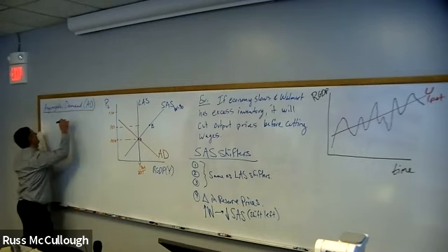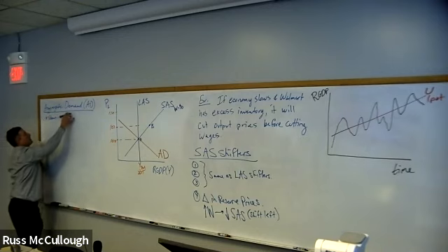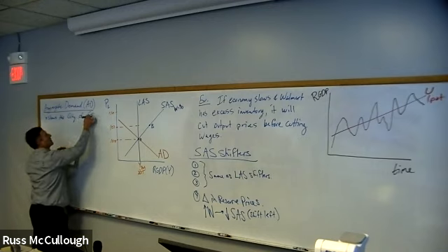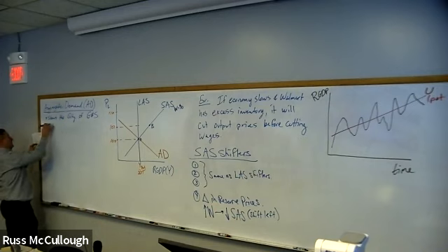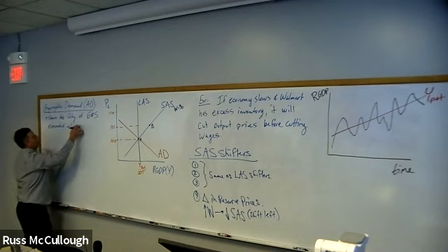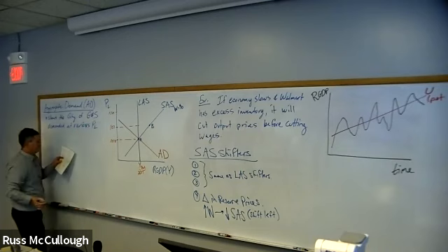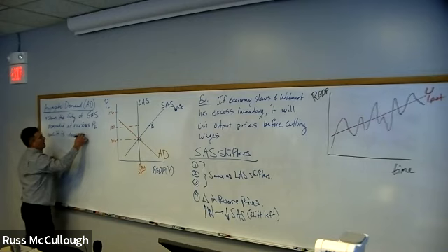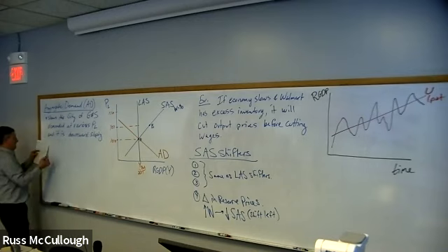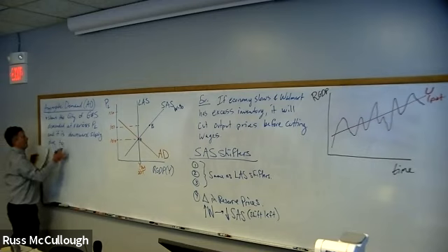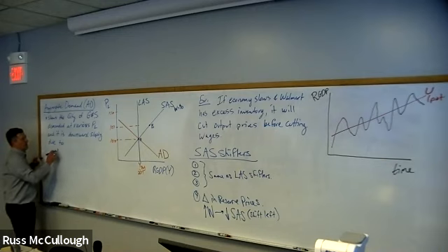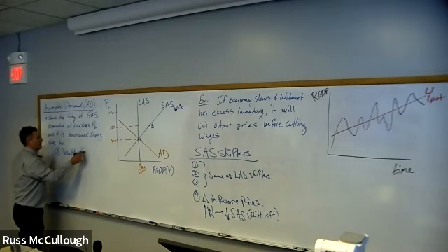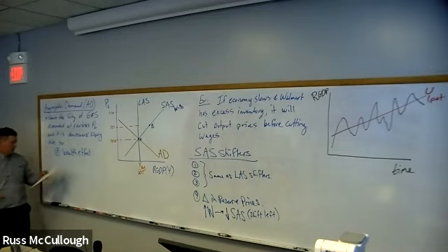So aggregate demand shows the quantity of goods and services demanded at various price levels. And it is downward sloping due to two reasons. Reason A, or number one here, is the wealth effect. The wealth effect.